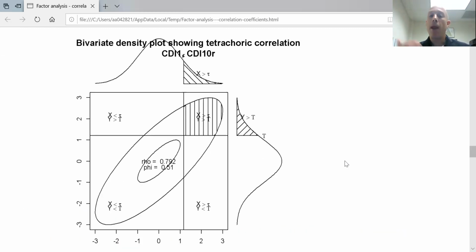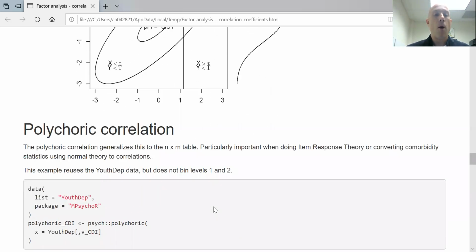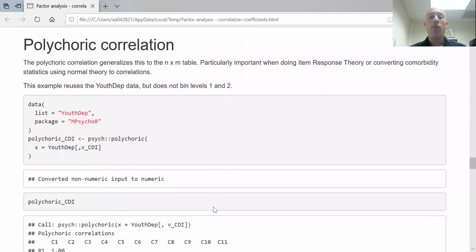And for each of the pairs of binary data that I have, I can make one of these plots to guide me on what's going on, what is the relationship. And so if I see that this is a very narrow ellipse, it's almost a straight line, then that indicates that there is a stronger correlation. Now, polychoric correlation is very similar, but it works off of contingency tables that are larger than 2 by 2.